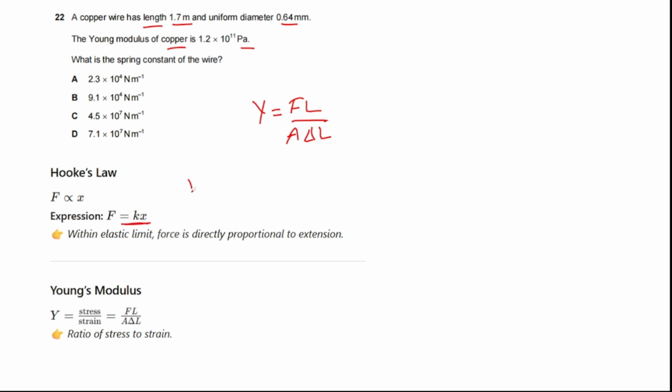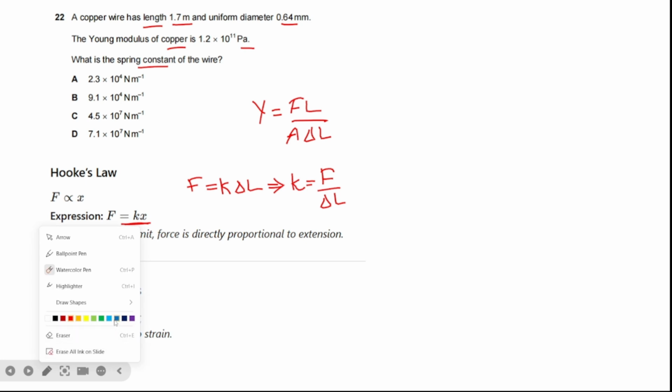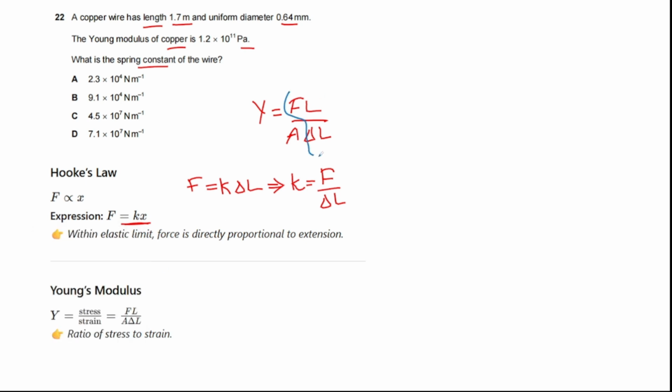So the Hooke's law, you can just rearrange it as F equals K delta L. You have to include the Hooke's law because you have to find out the spring constant K. So the actual Young's modulus formula doesn't have K. That's why we are using the Hooke's law. And from this you can write down the spring constant K is equal to F divided by delta L by the Hooke's law. So here we have the F divided by delta L.